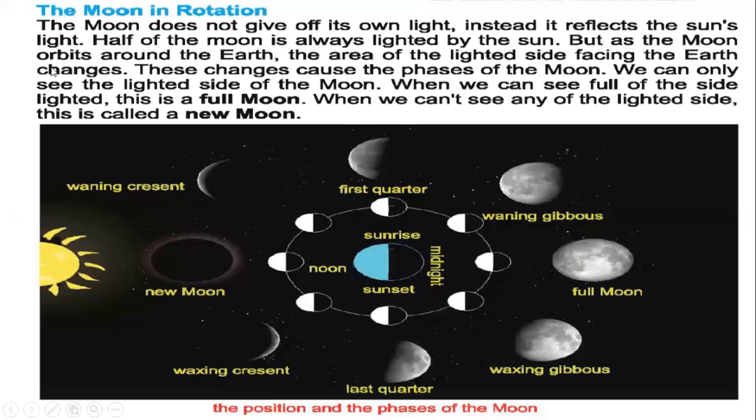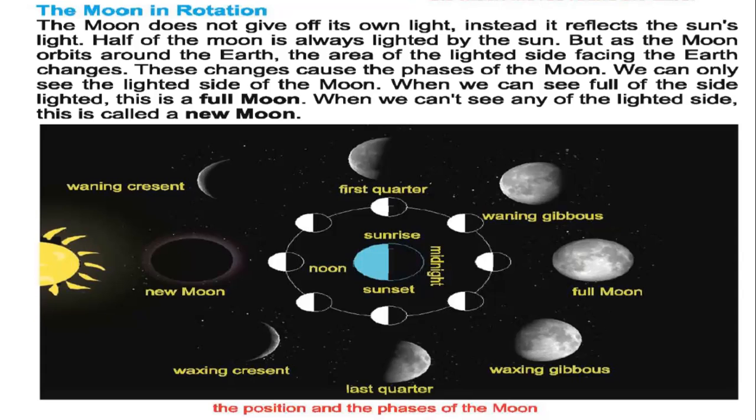The moon does not give off its own light. We know that. Instead, it reflects the sun's light. So the light we see from the moon is not its own light. It gets its light from the sun. Half of the moon is always lit by the sun, but as the moon orbits around the earth, the area of the lit side facing the earth changes. This change causes the phases of the moon. We can only see the lit side of the moon. When we can see the full lit side of the moon, this is known as a full moon. When we can't see any of the lit side, that is called a new moon.